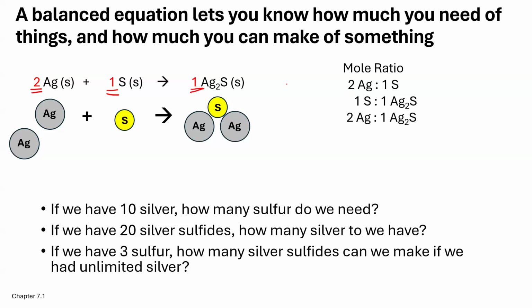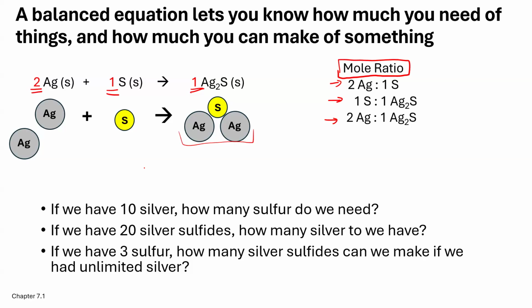And these are the ratios, right? We have two silver to one sulfur. We have one sulfur to one silver sulfide. We have two silver to one silver sulfide, right? And again, this is just like the sandwich example. This is a specific ratio called a mole ratio. We've talked about it before, but this is where we're really going to hammer it home. This is called the mole ratio, and this is the center of stoichiometry, right?